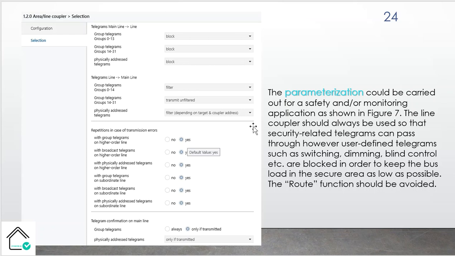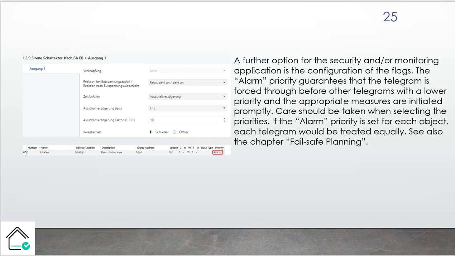The line coupler should always be used so that the security related telegrams can pass through, however the user-defined telegrams such as switching, dimming, blinds control, etc. are blocked in order to keep the bus load in the secure area as low as possible. I said this because in security systems you do not need to have dimmer or fan coil control communication. It should be blocked by the IP router or line coupler.